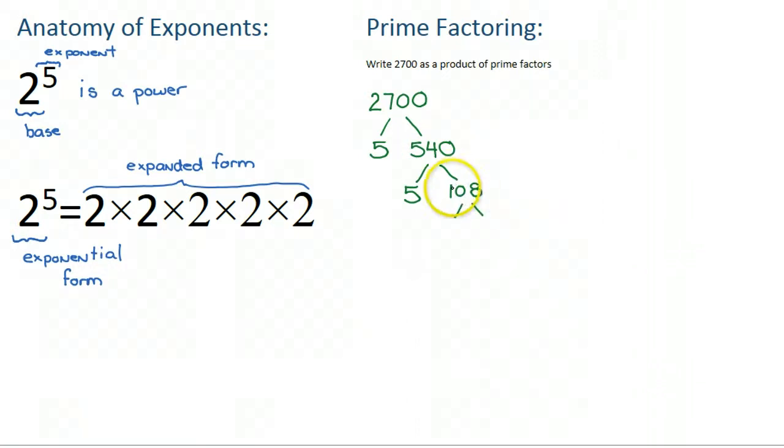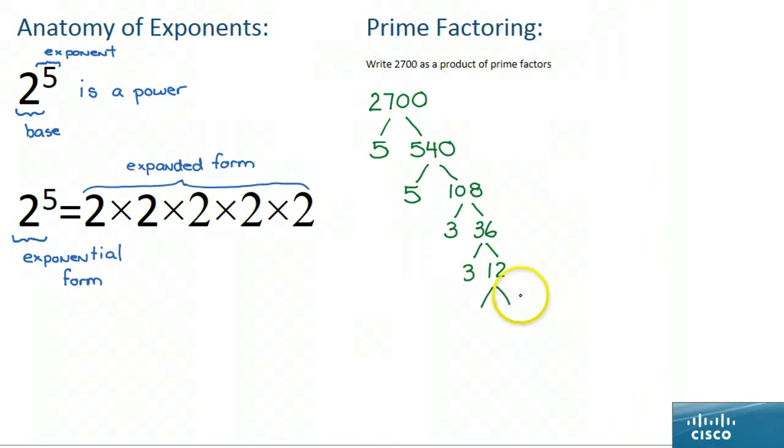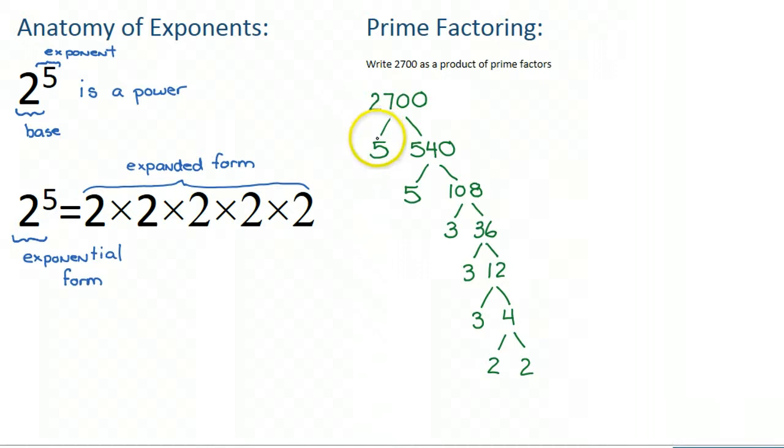And now it's no longer divisible by 5, but 1 plus 0 plus 8 is 9, which is divisible by 3, and therefore 108 is divisible by 3, and that will give me 36. 36 is divisible by 3, and that's going to give me 12. 12 is divisible by 3, and that's going to give me 4, and 4 is divisible by 2. And now we notice that the ending branches on this factor tree are all prime numbers.